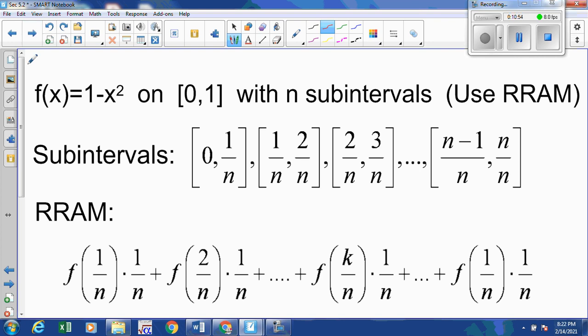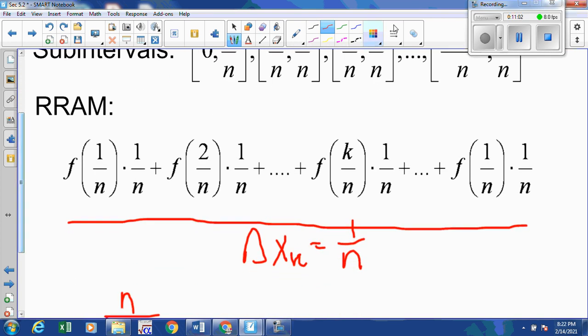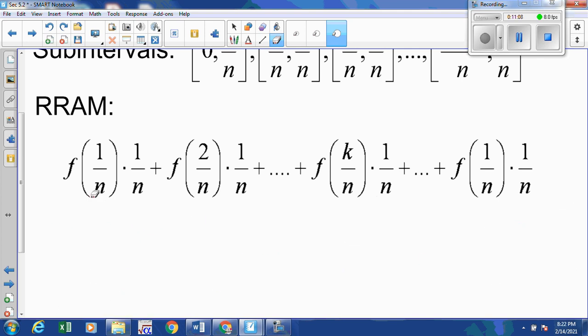Now, let's look at an example. This slide has it very abstractly, so I want to look at this, and then we'll break it down more concretely, and then we'll come back to this in a second.